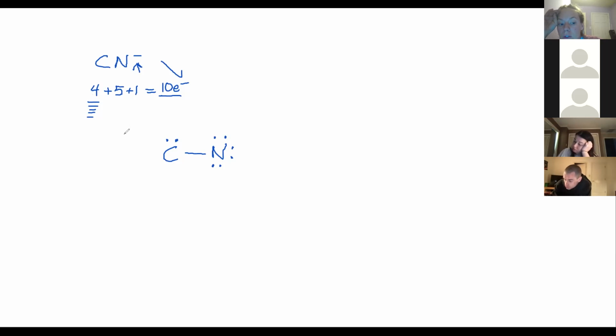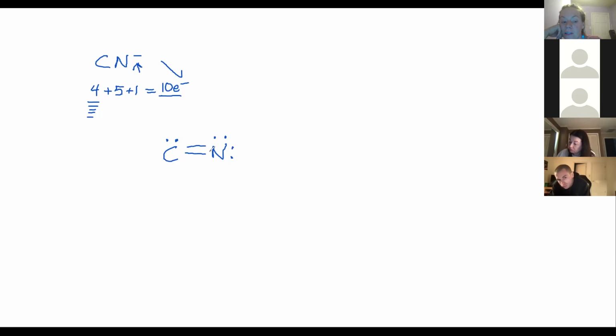So we need to figure out a way to get carbon more electrons. I can't draw more electrons on the board because I can only have 10 electrons. So what do we do when we're short electrons? We make double or triple bonds. Nitrogen just has to be generous. So let's take one of these pairs over here and move it into the center so that we can share it with carbon.